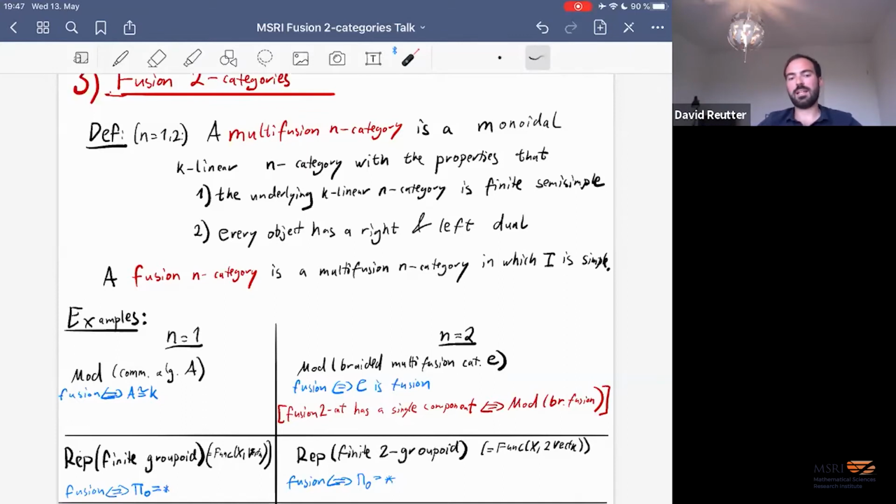For fusion 2-categories, I can look at representations of a finite 2-groupoid, as I said earlier, with this functor category that we have here. And this is a fusion 2-category if and only if pi 0 is a point. And now I should be in good shape to answer Victor's question, namely, we first require it to be fusion, so then we just require pi 0 to be a point.